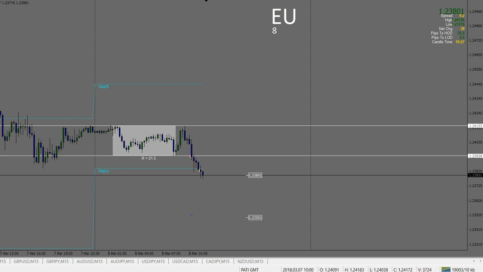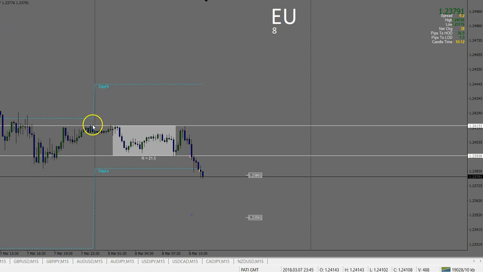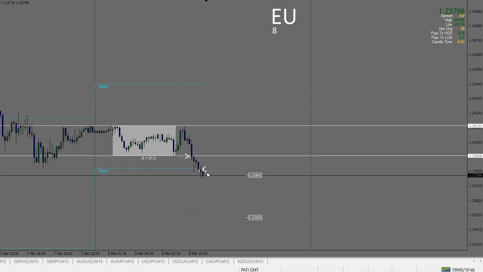So starting with the EU, you can see I took this trade here and let that run. You can see that I took the EU here as it hit our entry criteria, and I punched out here. On the EU, that gave me 10 pips. I took 10 pips on the Euro US dollar.